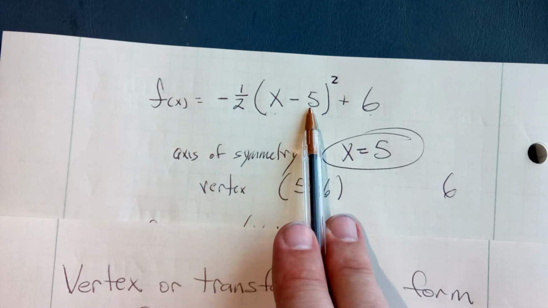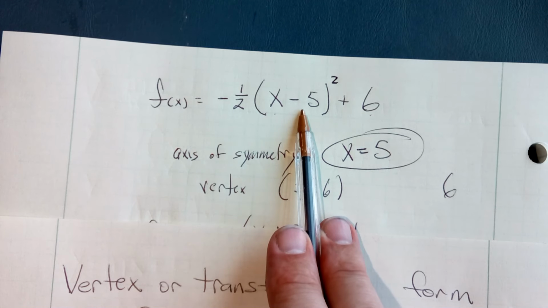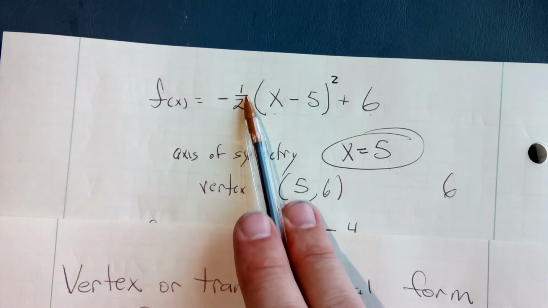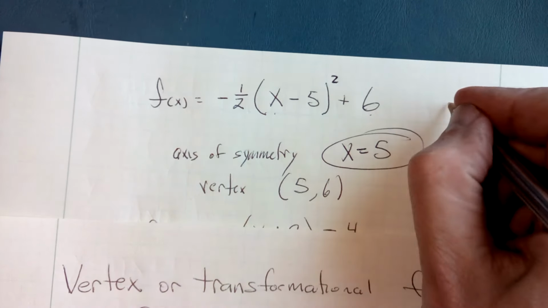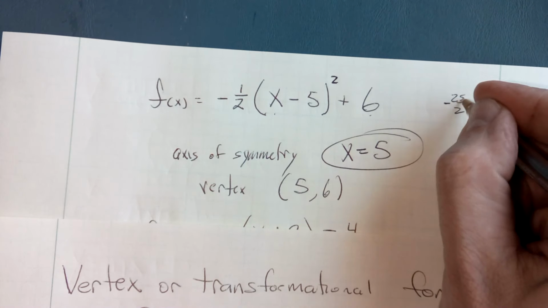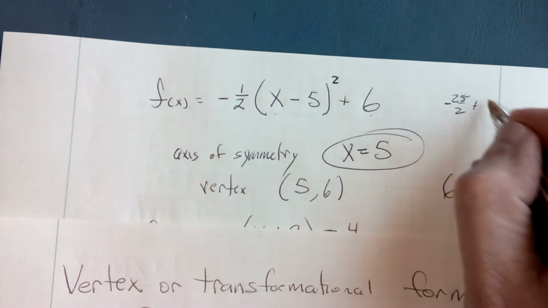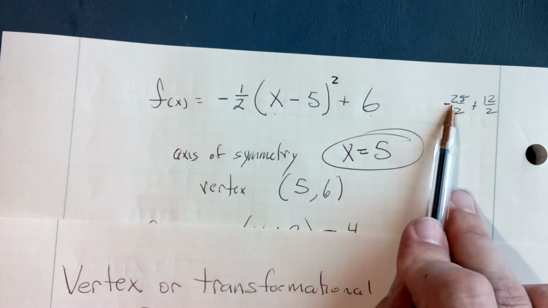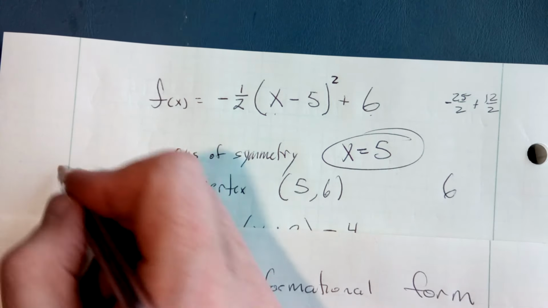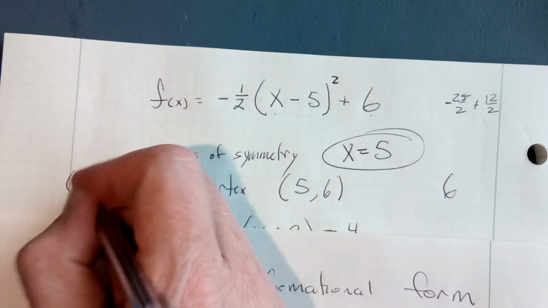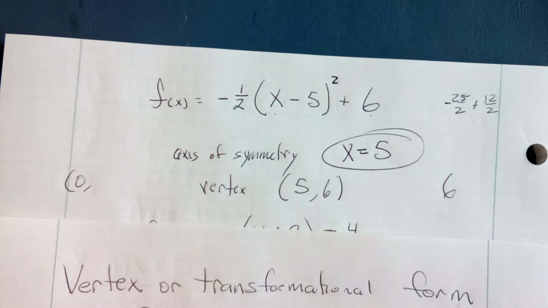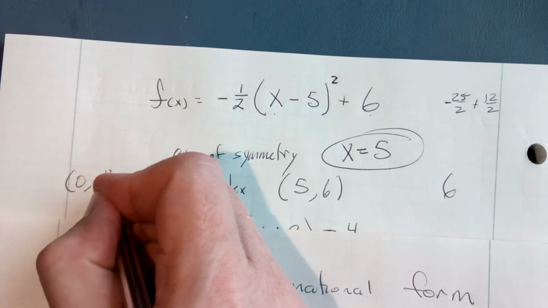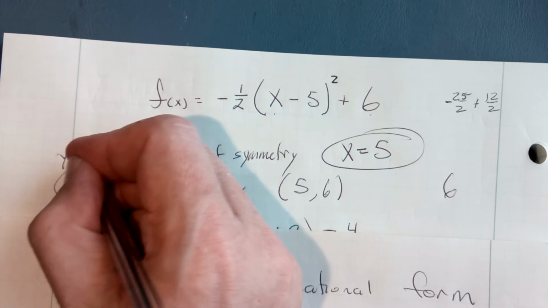0 minus 5 would be negative 5. Negative 5 squared would be 25. Then I would take negative 1/2 of 25, which would be negative 25 halves. Then I would add 6, which is the same as 12 halves, I just got a common denominator. Then negative 25 plus 12. The y-intercept for this equation would be (0, negative 13 halves). Negative 13 halves would be the y-intercept.